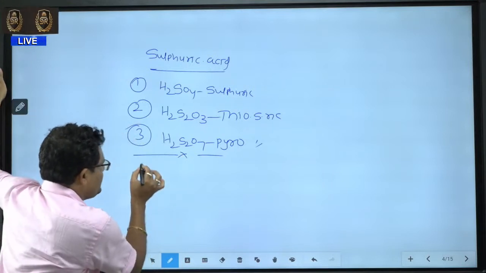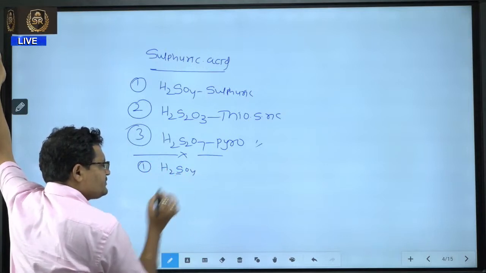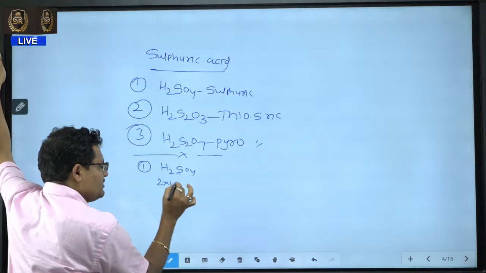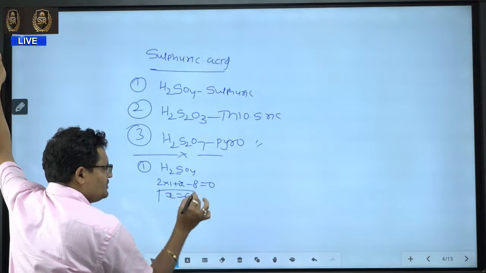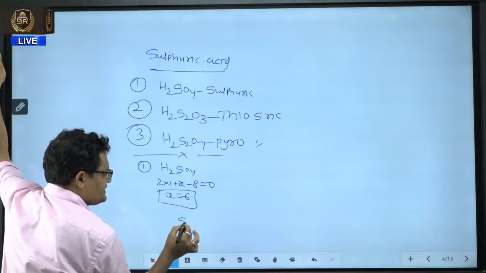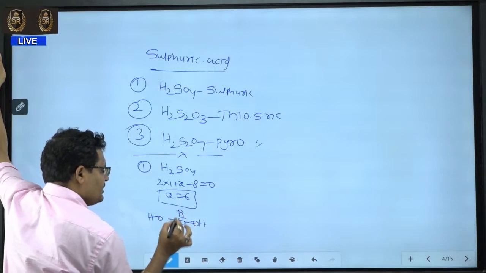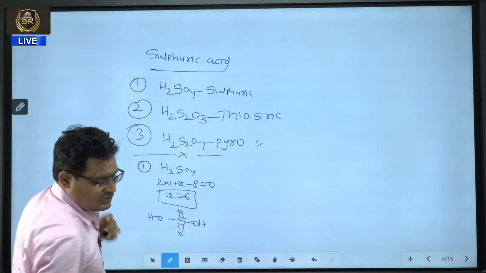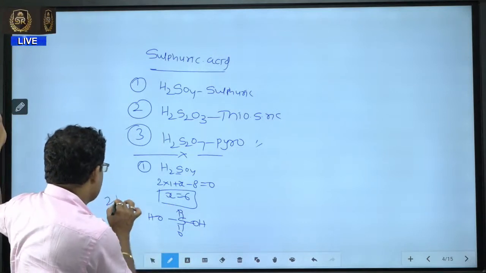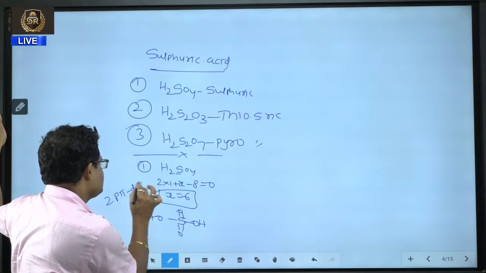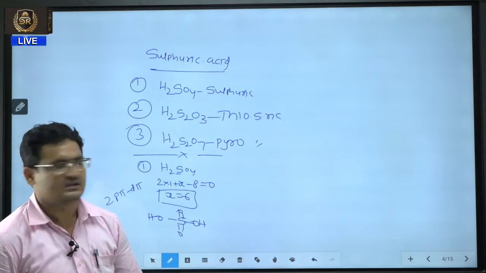First one H2SO4. First find oxidation state. 2 into 1 plus X minus 8 equal to 0. X equal to 6. Its structure is S, OH, double bond O, double bond O. Here two p pi d pi bonds are present between sulfur and oxygen.